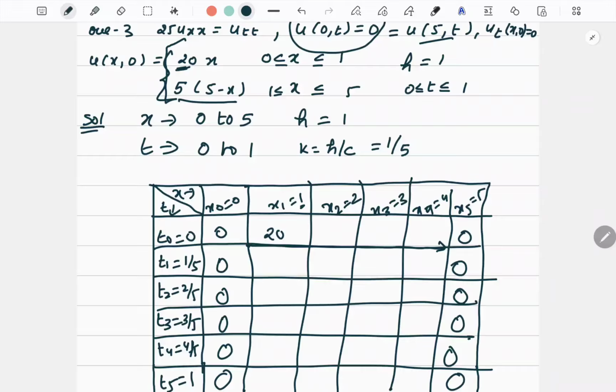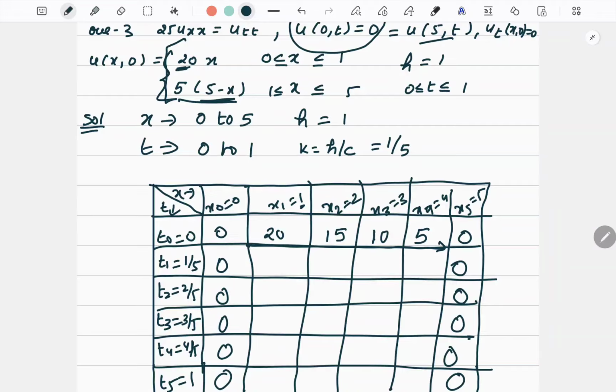Right? So now put x is equal to 2. So 5 minus 2 is 3, 3 fives are 15. Now when x is 3, 5 minus 3 is 2, 2 fives are 10. When x is equal to 4, 5 minus 4 is 1 and this is 5. Correct? So I got this.